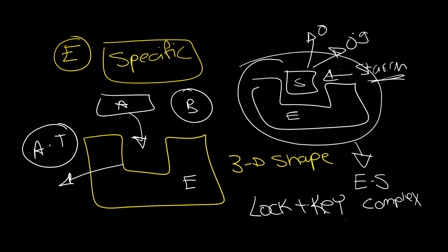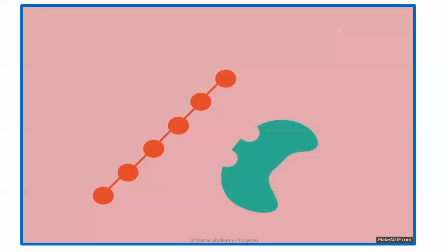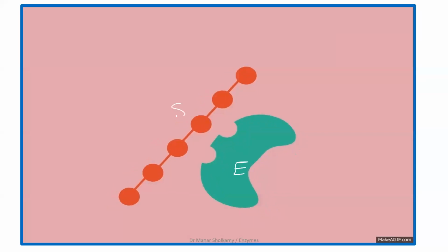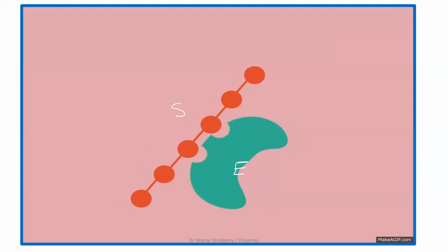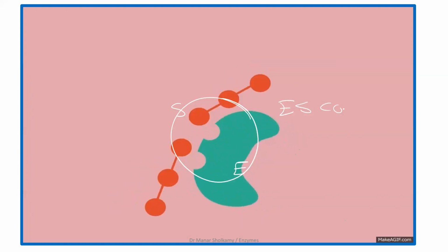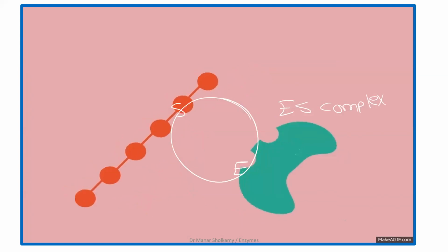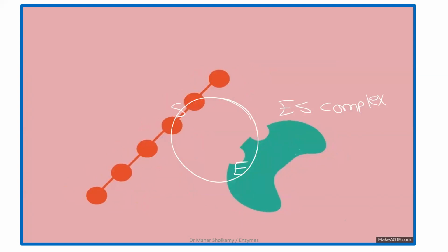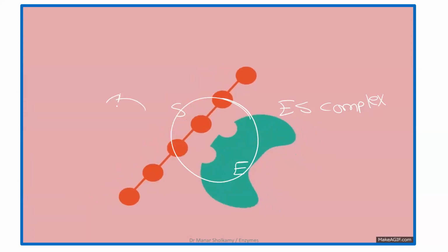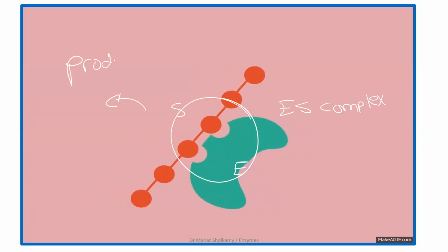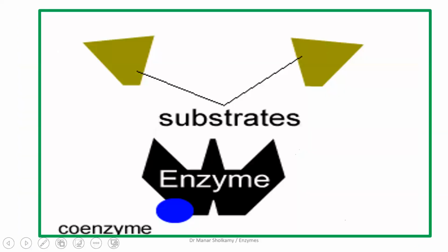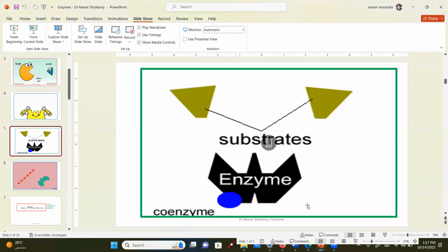Glucose. Glucose and glucose. Okay, so another term to understand is when the enzyme binds with the substrate, just like what you will see now, it will form a complex. This is called the enzyme substrate complex, which is temporary. It doesn't stay forever because the enzyme will bind with the substrate, break it down into smaller pieces, and we will have the final what? Product.